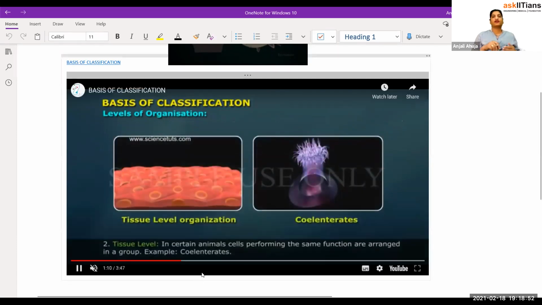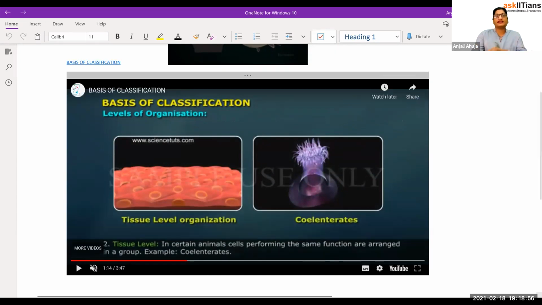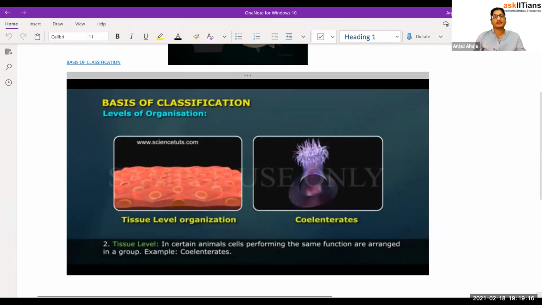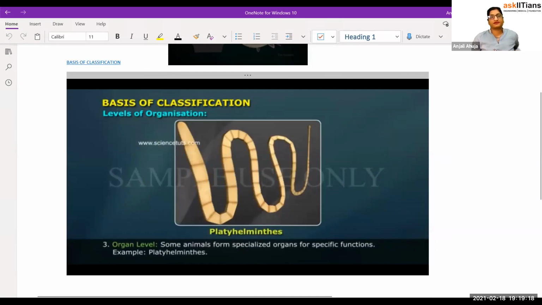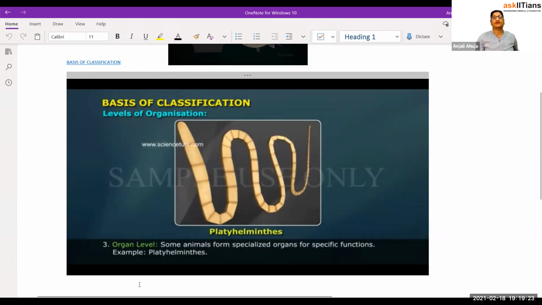Into the tissue level of organization, they have written the example of cnidarians and ctenophores. Guys, while they are explaining all the bases of classification, they are providing examples also. Learning examples is a must thing that you have to do. Because once that definition comes in your paper, you should write examples. So into the tissue, obviously cells of the same function are arranged in a group. So a group of cells is present. So cnidarians and ctenophores are the best example of it. Then there is the organ level, platyhelminthes, flatworms, that have different organs to perform.